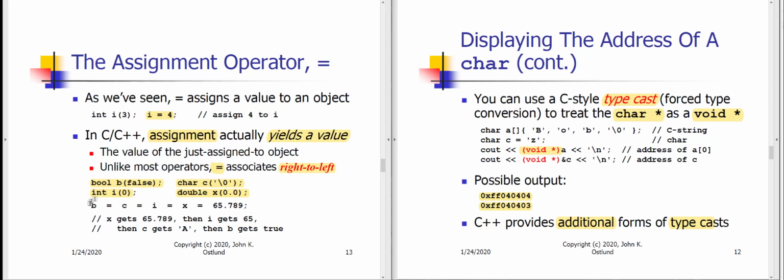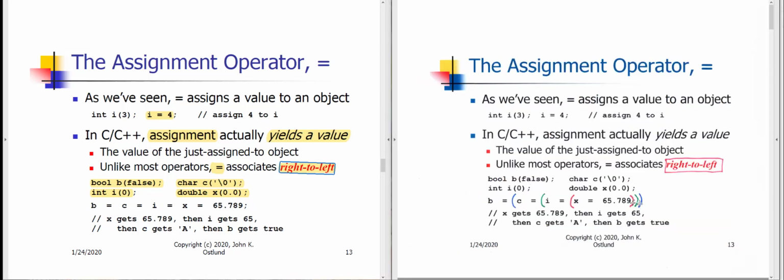The next statement down here says B gets C gets I gets X gets 65.789. Well, actually, if we put in the parentheses that are implied by the right to left associativity, what we get looks like so, all right? So actually, the order in which this is evaluated is X gets 65.789 first, then I gets the result of that assignment, C gets the result of the assignment to I, and B gets the result of the assignment to C.